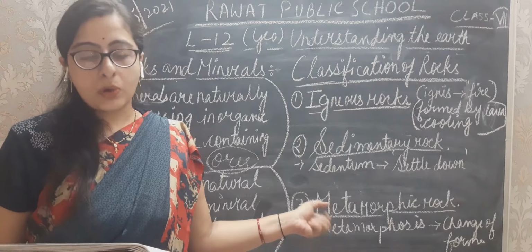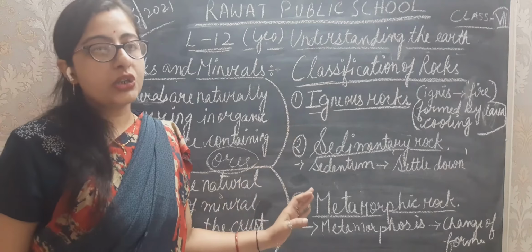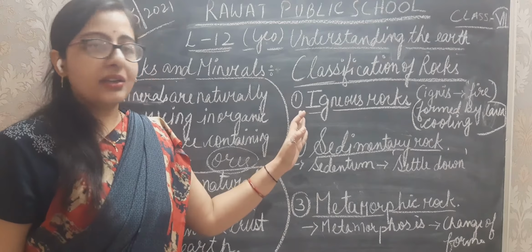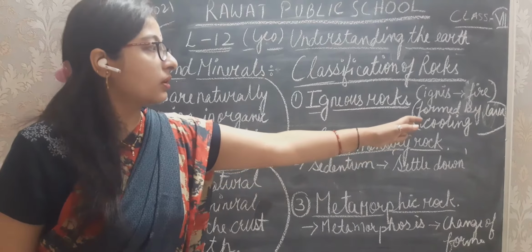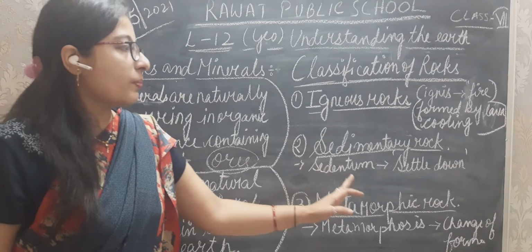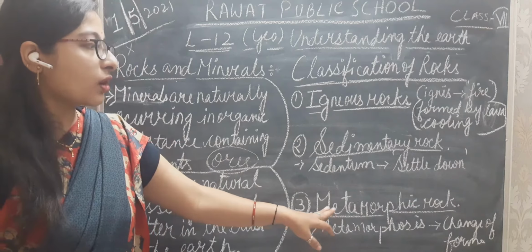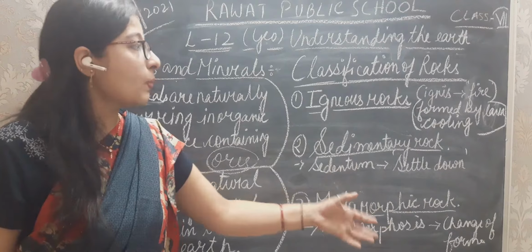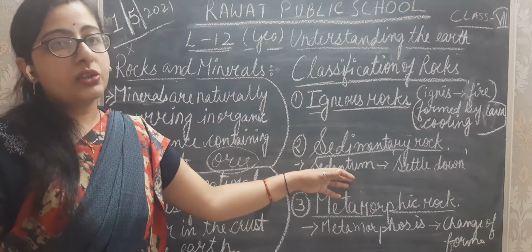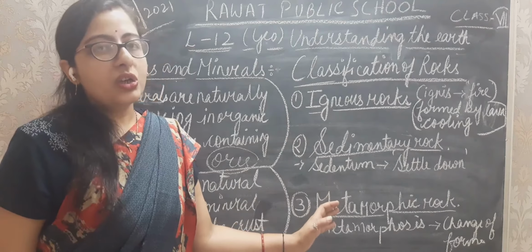Okay, so I think all of you have understood about the classification of rocks. First is igneous rock, which is formed by the cooling of lava. Then sedimentary rock, which is formed by the settling down of inorganic substances. Then the metamorphic rock, which is formed by the changing form of the igneous and sedimentary rock due to heat and pressure. So these are the classifications of rocks.